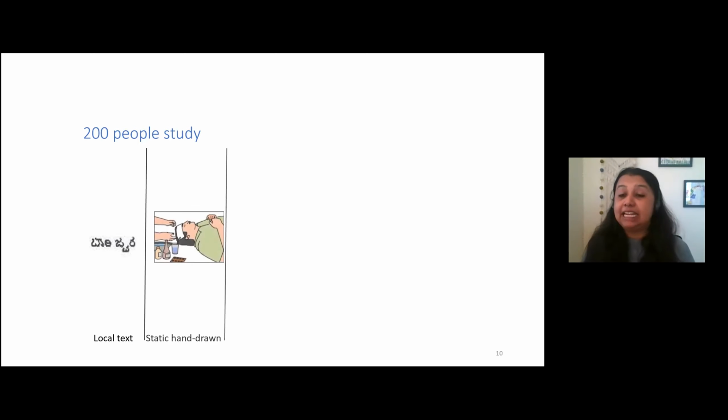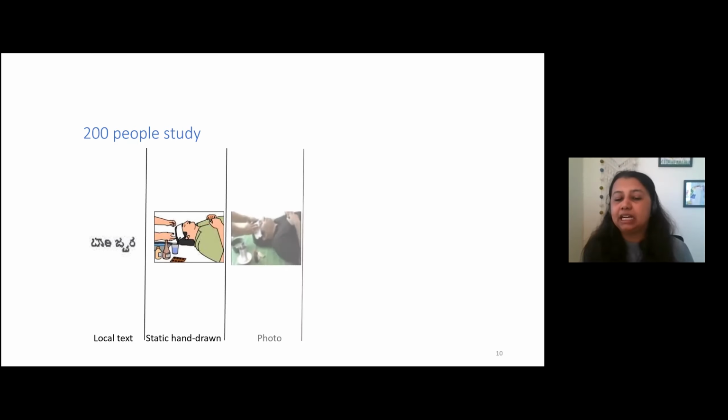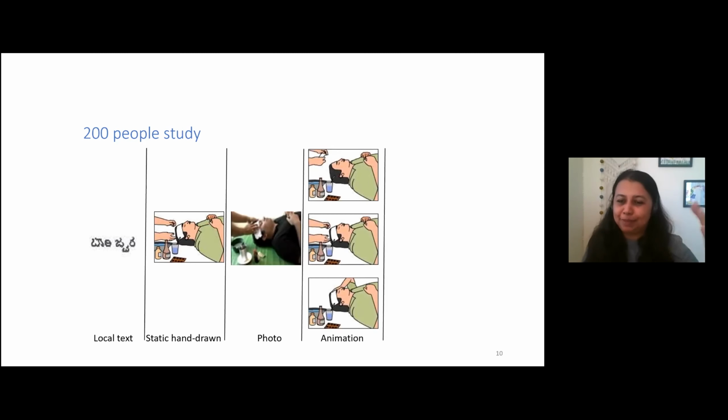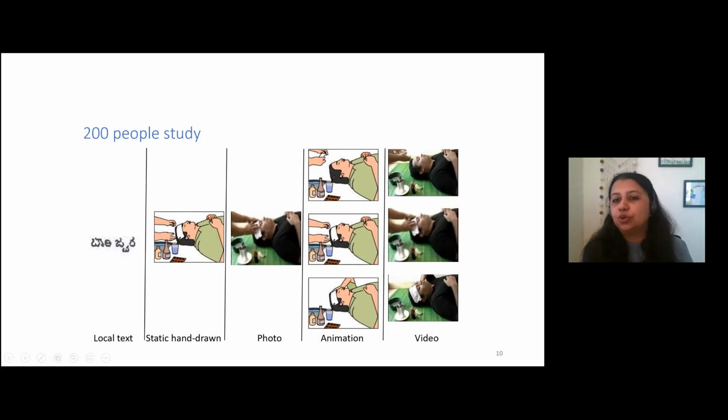Then there are static hand-drawn representations that we compared. In this case, I'm showing you the example of somebody who has fever. Somebody is lying down and a caretaker is putting a cold compress on the forehead of this person with fever. We had photographs to depict the same thing, and animation to depict high fever. These are key frames of the animation. And finally, we had a video. We compared these conditions both with and without audio output in the local language.